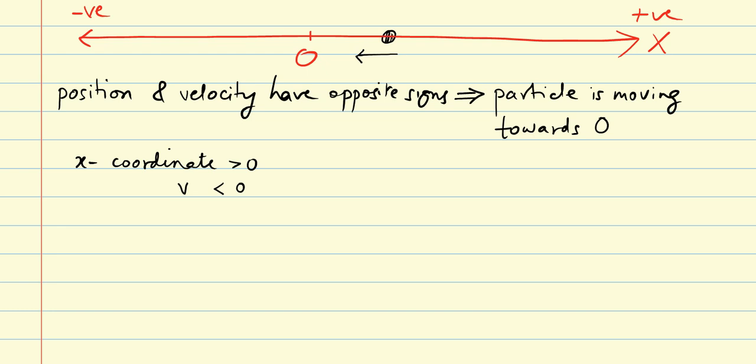Now we can look at the opposite case. In other words, let's assume that the x coordinate is negative and the velocity is positive. Now if the x coordinate is negative, it means the particle must be to the left of the origin, like that, and the velocity being positive, the particle is moving towards the right. And once again we see that the particle is traveling towards the origin. So this would mean that option B is correct. If the position and velocity have opposite signs, then the particle is necessarily traveling towards the origin.